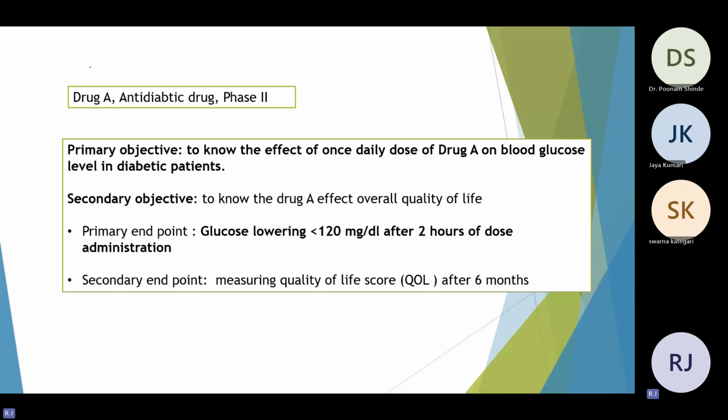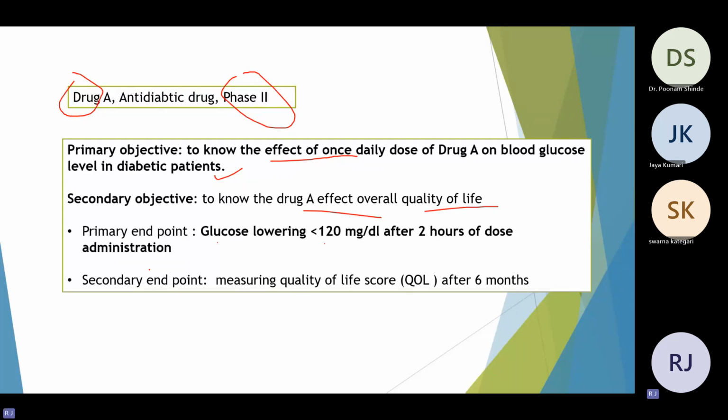Let's see one more example. We are testing drug A, which is an anti-diabetic drug, in a phase 2 trial. Our primary objective is to know the effect of a once daily dose of this drug on blood glucose level in diabetic subjects. Our secondary objective, or secondary research question, is what is the effect of drug A on overall quality of life. So here our primary endpoint would be how well the drug is going to lower the blood glucose level. For example, glucose lowering to less than 120 mg per deciliter 2 hours after dose administration.